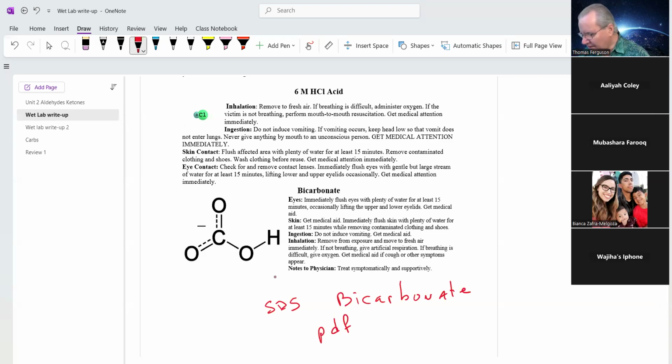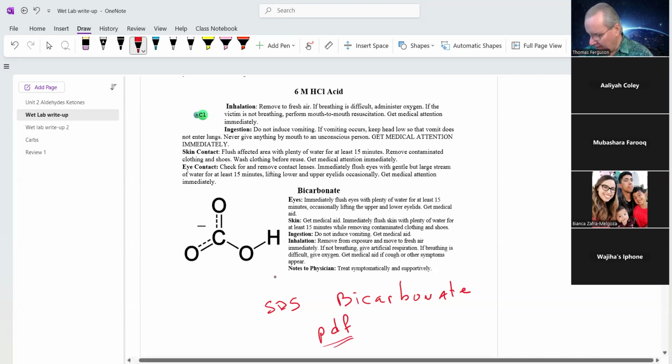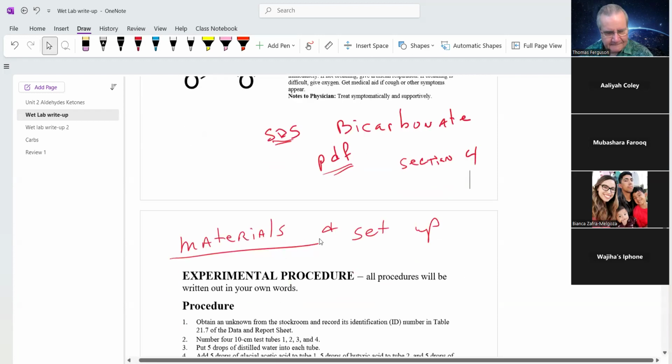Okay, so you do a search on that and you get a number of hits and look for a PDF. And it'll be the SDS, and the first aid is section 4, and it's standardized internationally. Okay, so you're going to need structures plus the first aid.